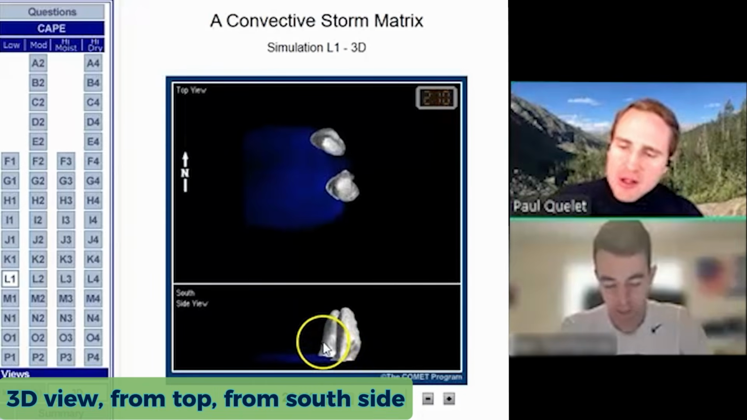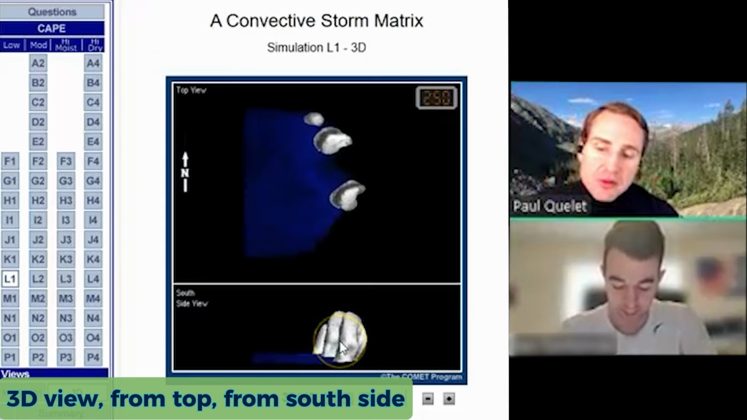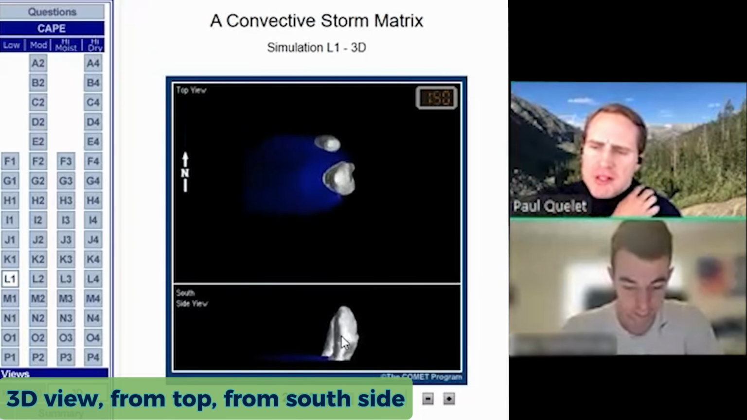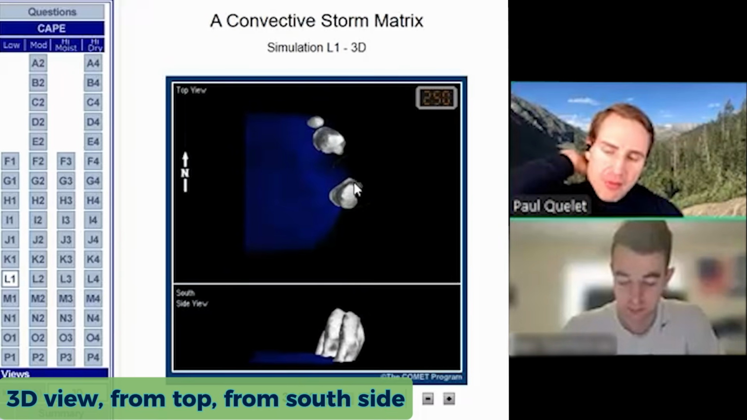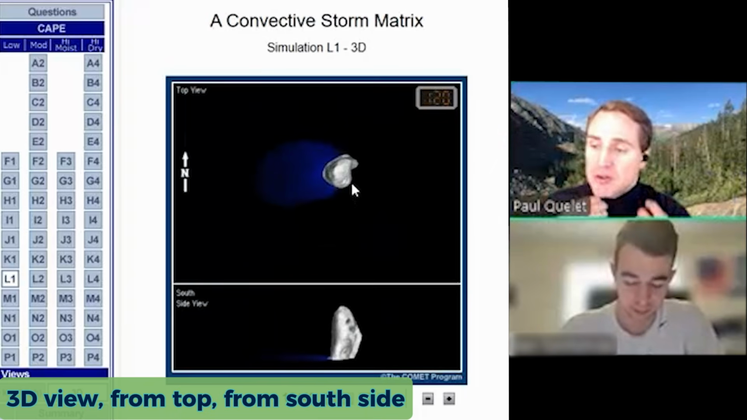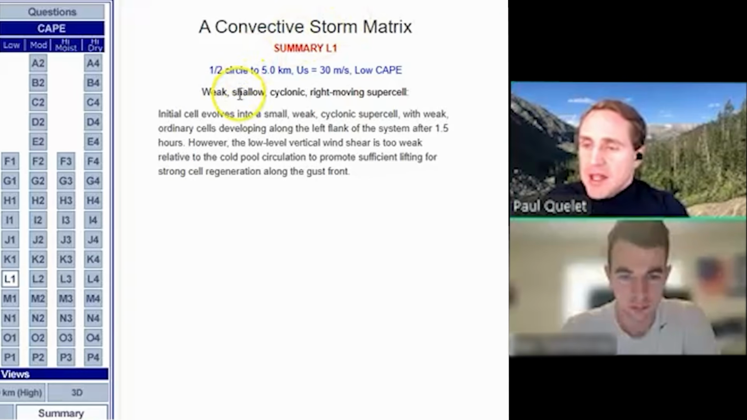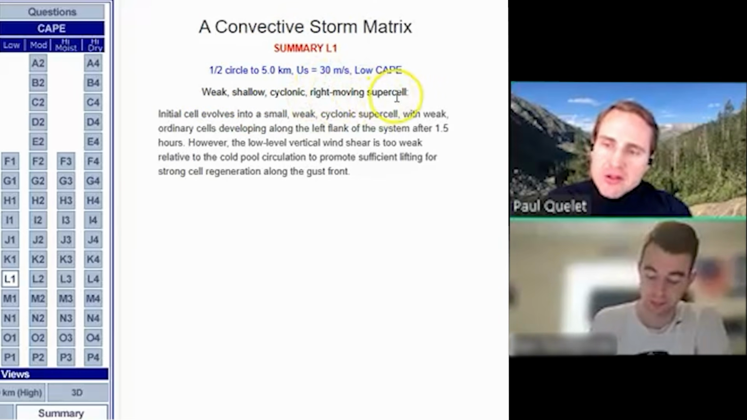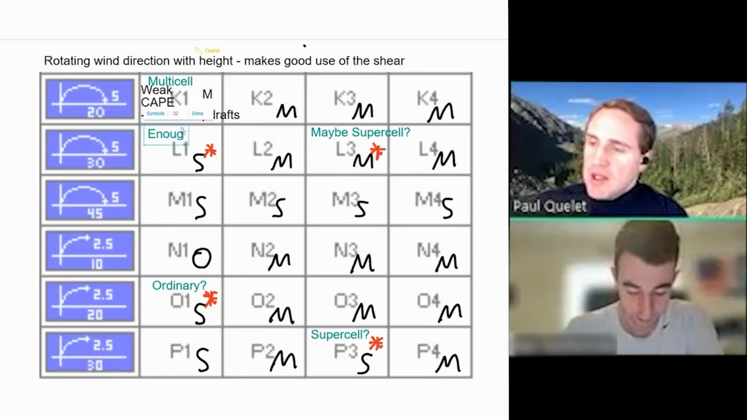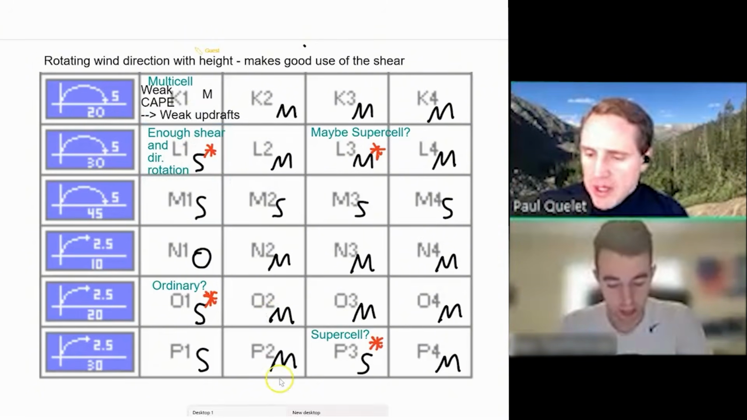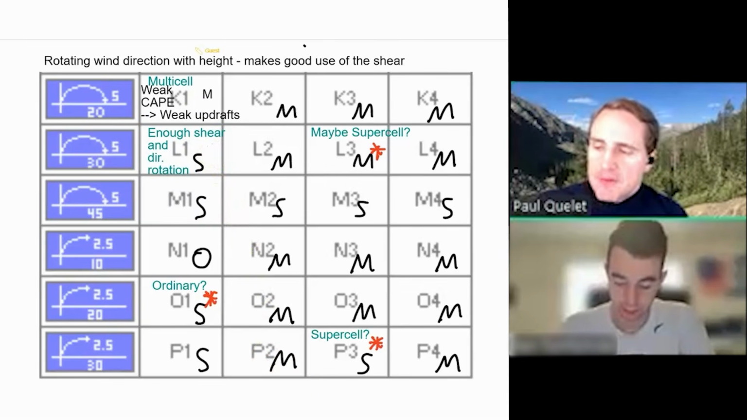Looking from the side, you can see these cells do split and separate. But I would not call this multicellular because of the rotation, and they haven't merged at all, or at least not yet. So I'm leaning towards supercells. So they say it's a weak, shallow, cyclonic, right-moving supercell. So I would agree with that. Enough shear and directional rotation. It's weak only because we don't have much CAPE to work with, but I would definitely favor supercells.